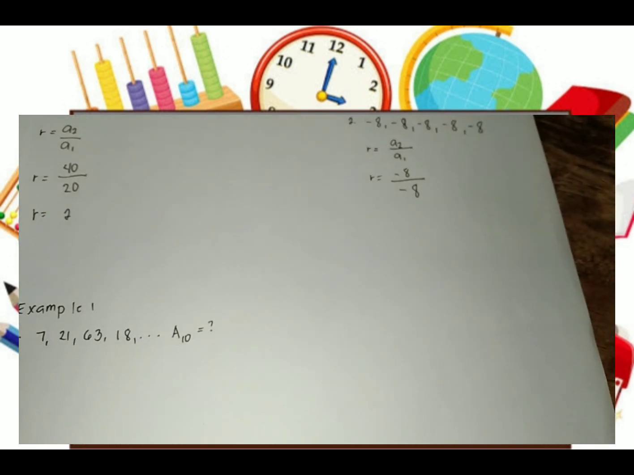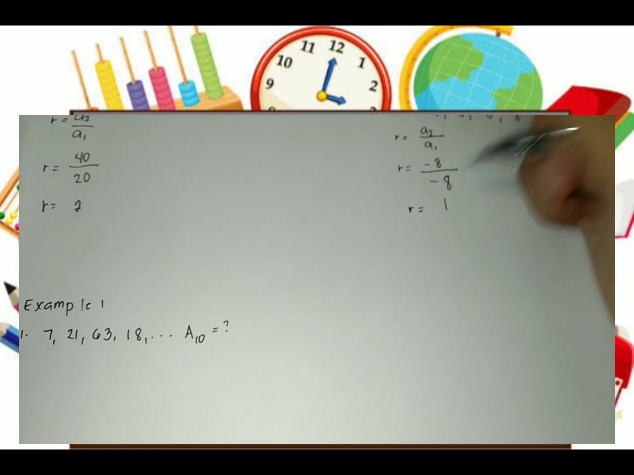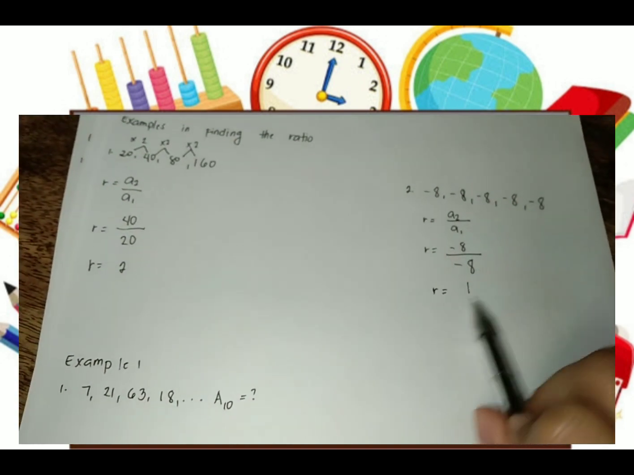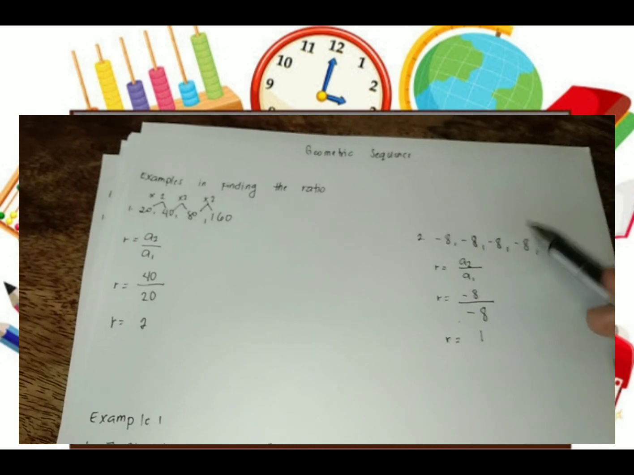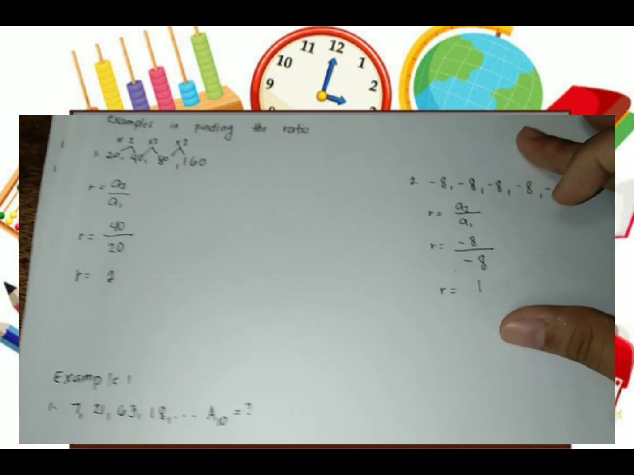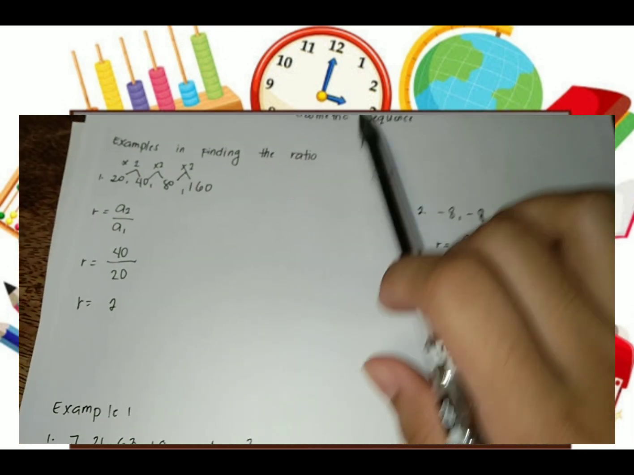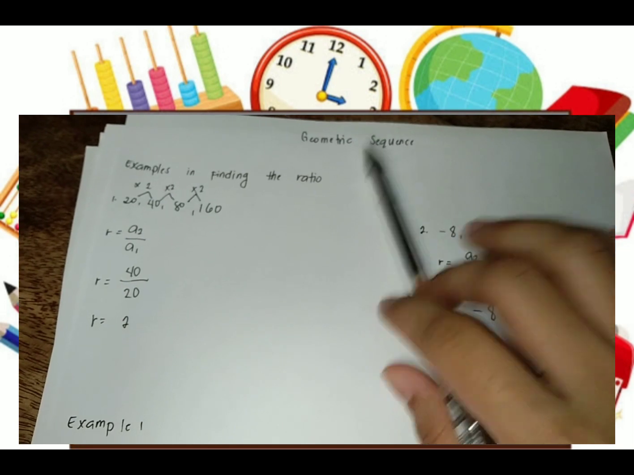So negative 8 divided by negative 8 is equal to 1. This is the ratio of our second example. Okay? This is the way and formula on how to find the ratio in geometric sequence.